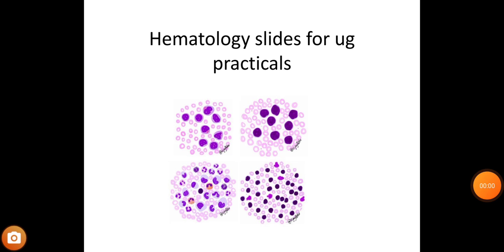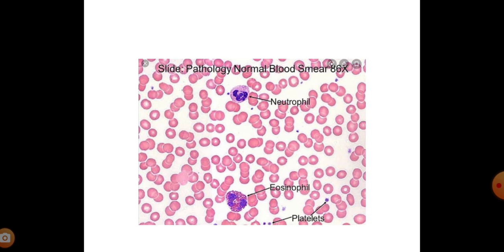Today I'll be discussing hematology practical examination. Now let's move to the blood smear cells. So what are the normal cells you see in a normal blood smear? You see RBCs, WBCs and platelets.